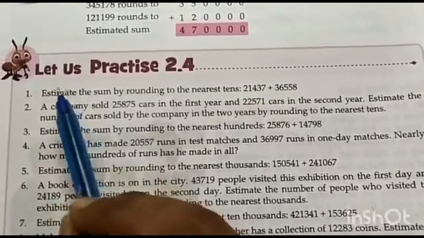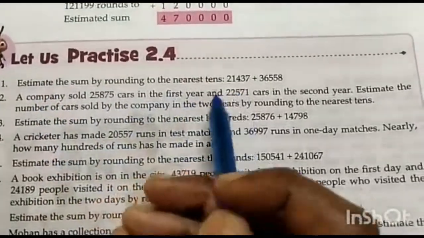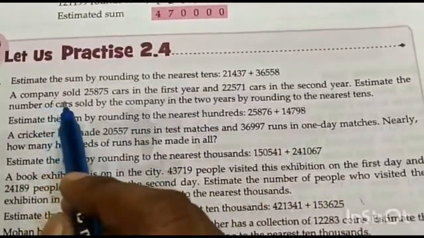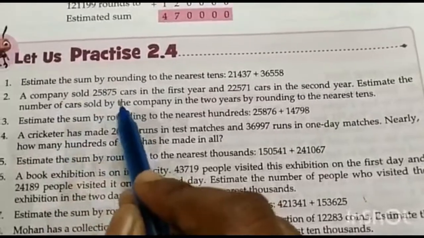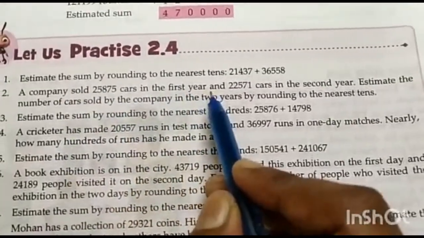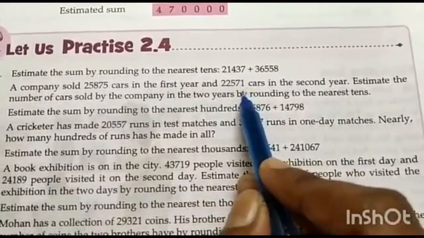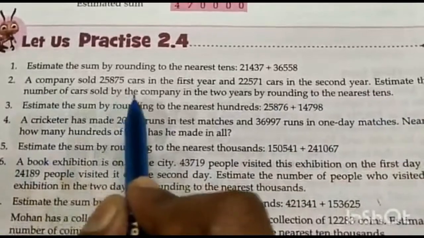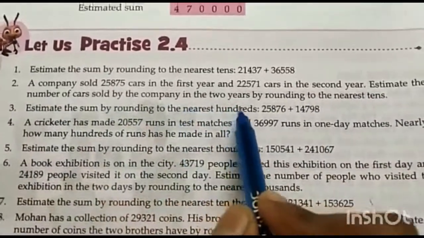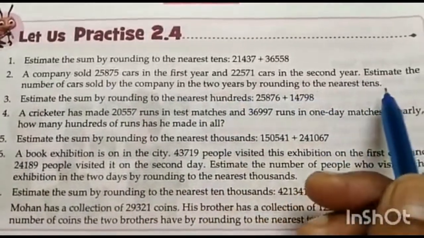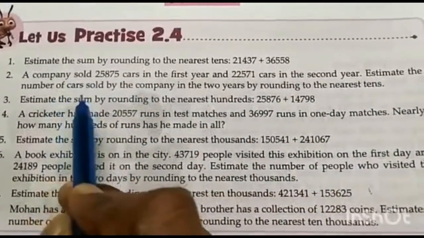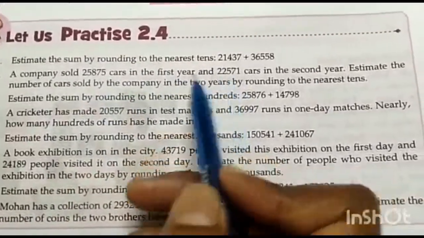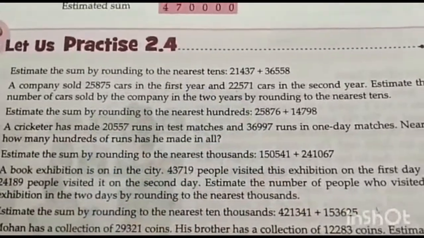Okay children, did you understand everybody? In exercise 2.4, the first sum I already explained to you. Now you can do the second sum, same way, nearest tens. A company sold 25,875 cars in the first year and 22,571 cars in the second year. Now estimate the number of cars sold by the company in the 2 years by rounding to the nearest tens. Here we have to do the addition of the number of cars sold in the first year and the second year. You have to write that statement, then do the addition.